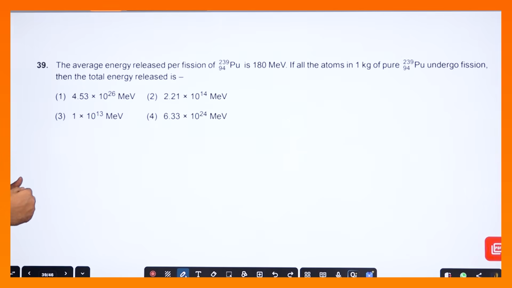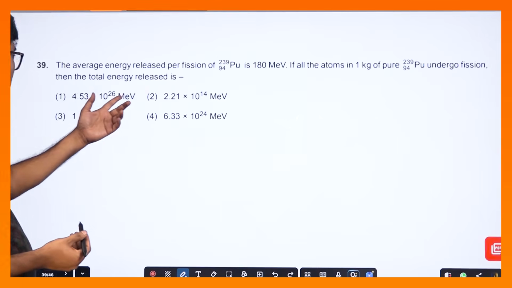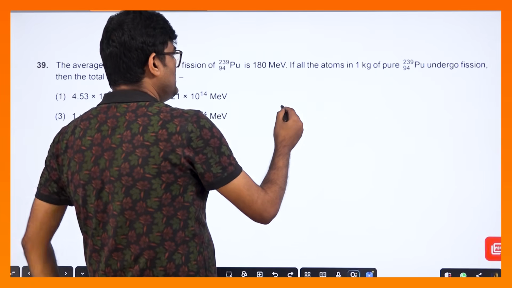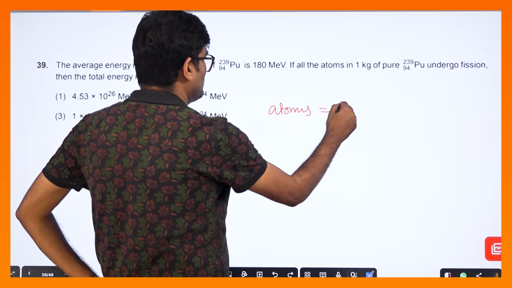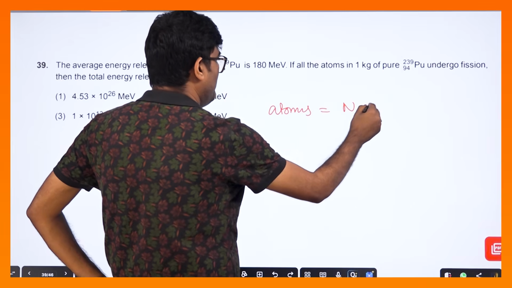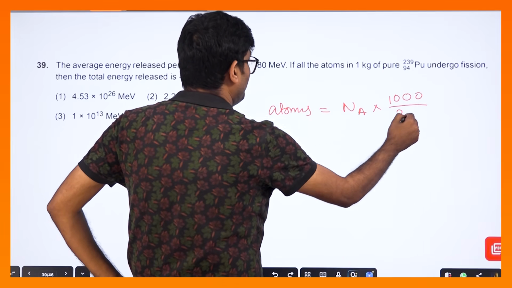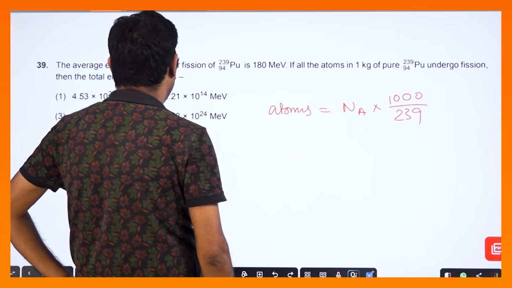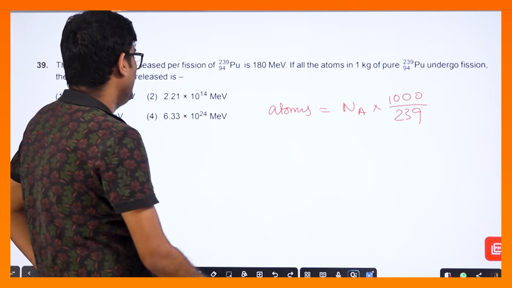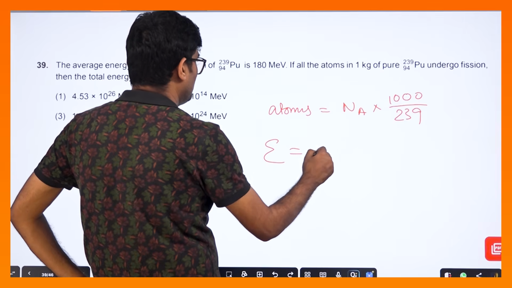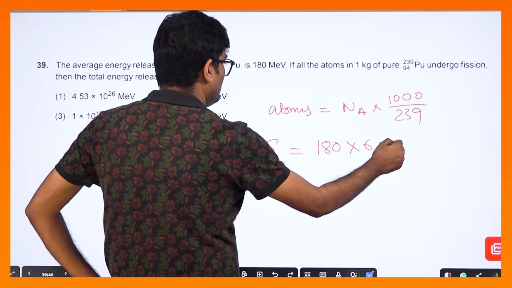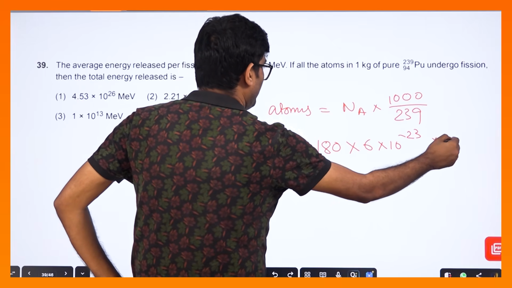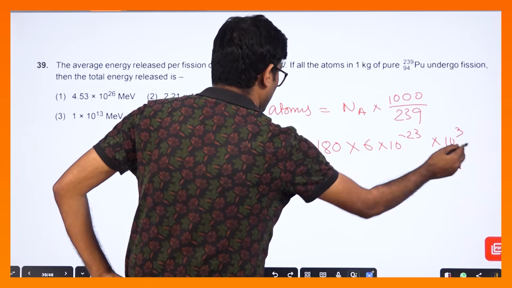Average energy released per fission is this one. If all atoms of 1 kg undergo fission, then what is the energy released? Okay, 1 kg means how many atoms? Number of atoms present is equal to Avogadro number in 239 gram. So 1 kg means 1000 gram divided by 239. This many atoms are there, and each atom is releasing 180 mega electron volt. So the energy released equals 180 mega electron volt into 6 into 10 to the power 23, right, into 10 power 3 by 239. You can do the calculation.